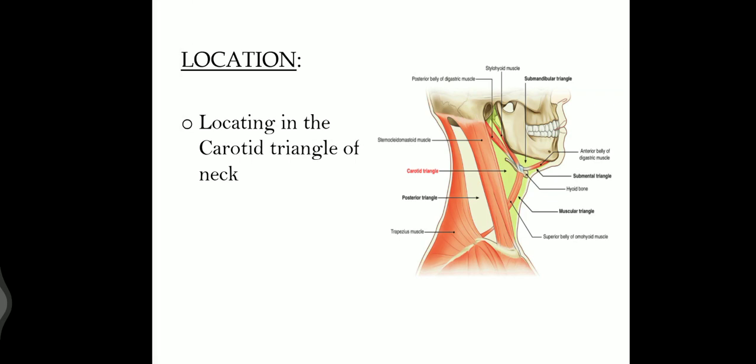Location: where is this carotid sheath located? The name itself explains that it is present in the carotid triangle. The carotid triangle is a division over the anterior part of the neck, between the sternocleidomastoid muscle, the posterior belly of digastric, and the superior belly of omohyoid muscle. This triangle is called the carotid triangle, where we can see the carotid artery and carotid sheath. That is why it is named the carotid triangle.